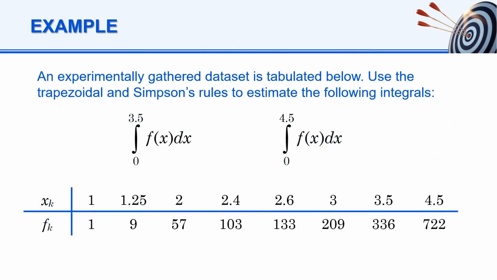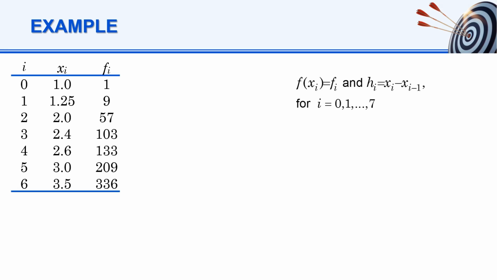Let us consider the experimentally gathered dataset tabulated below. We will use the trapezoidal and Simpson's rules to estimate the given two integrals. We tabulate the given dataset and adopt subscript notation from 0 to 6. The interval spacings are evaluated and assigned subscripts starting from 1.